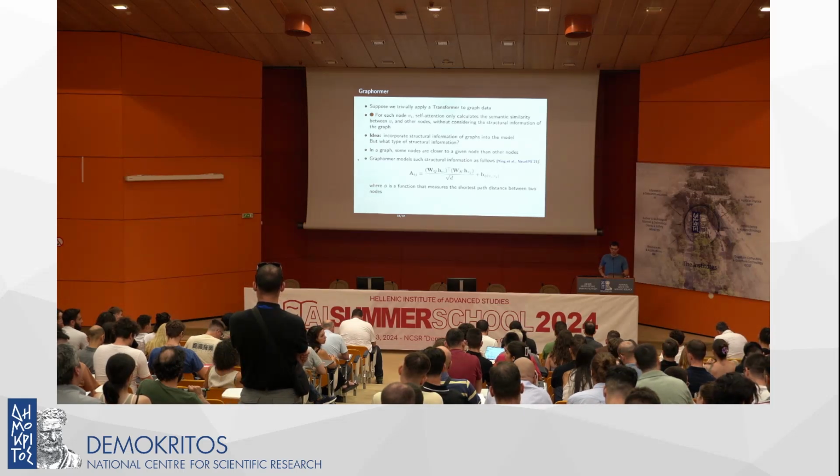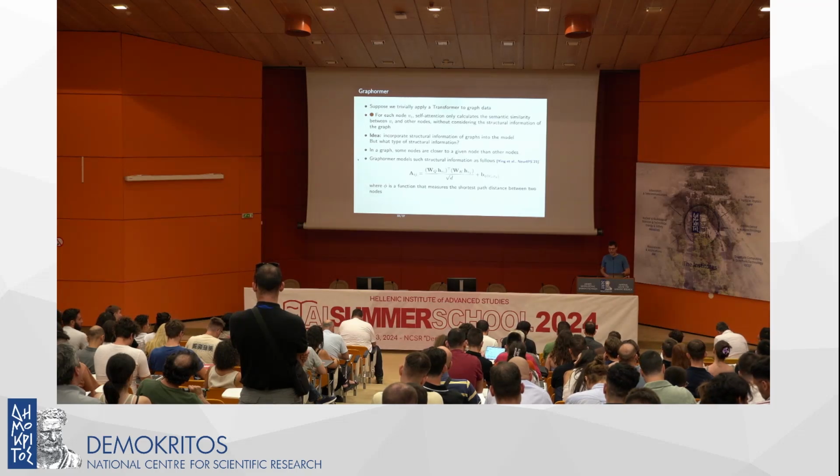Even for proteins, we might have some problem, because for graph transformers, the complexity is quadratic to the number of nodes. So in that case, we might have some problem with memory if we use those instead of message passing models.